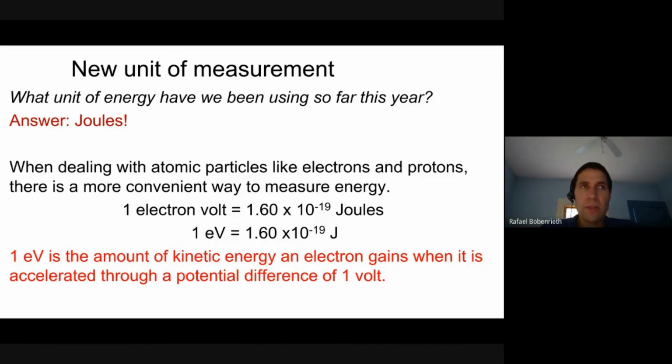I'll say it one more time. An electron volt is the amount of kinetic energy an electron gains when it's accelerated through a potential difference of 1 volt. That can come in very, very handy.